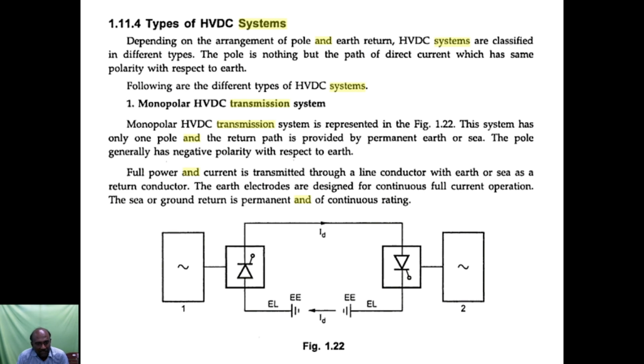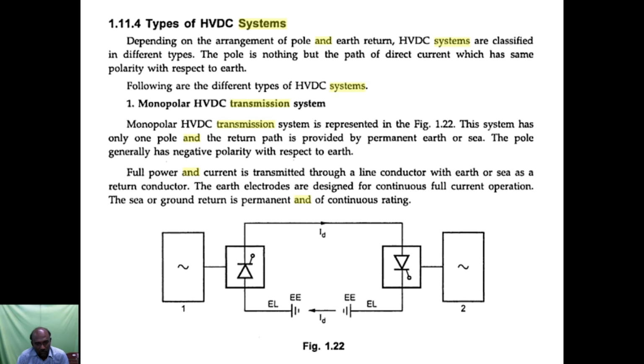In Figure 1.22, we have the monopolar HVDC transmission system. It is only one pole. Here we have only one pole conductor, and the return path is provided by the permanent earth or sea. So through the sea also we can use this monopolar system. We have only one conductor, and the earth acts as the second conductor for the return of power. The pole generally has negative polarity with respect to earth. So the only pole used here is negative with respect to earth.